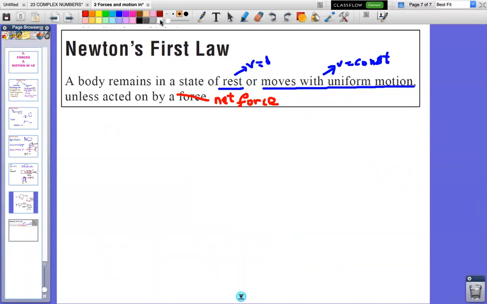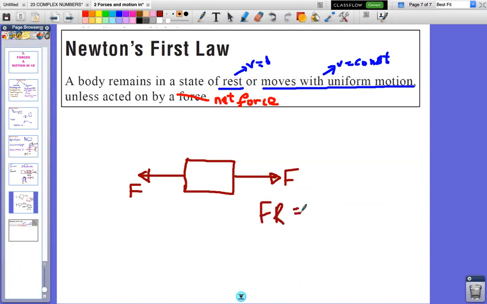Okay, let's illustrate that. If you have an object, and there is a force F here, and you have another force in the opposite direction. If the magnitude of this is also F, the directions are opposite, the magnitudes are the same. The resultant force, let's call it F resultant, is F minus F, which is 0, right? The resultant force is 0.